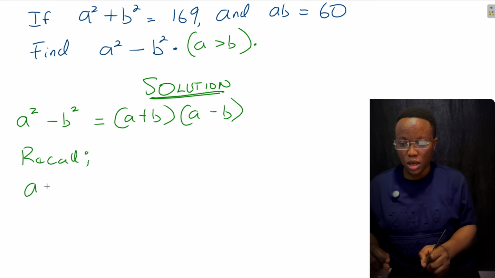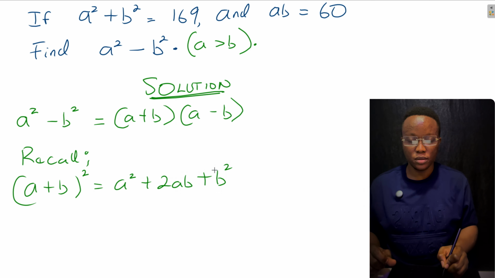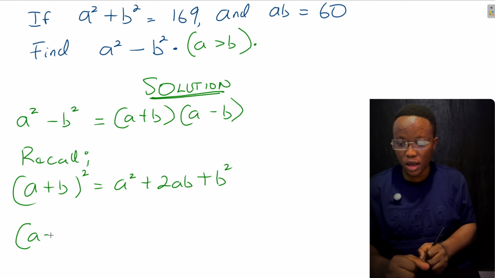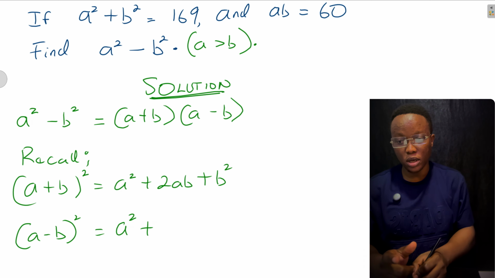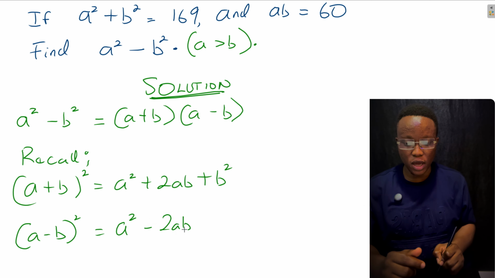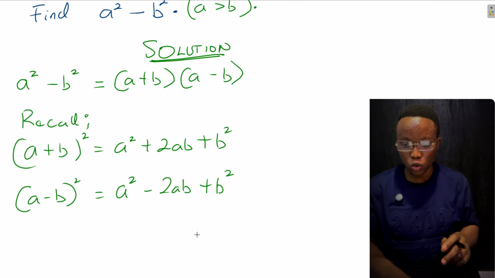But recall that a plus b all squared is equal to a squared plus 2ab plus b squared, and a minus b all squared is equal to a squared minus 2ab plus b squared. This gives us a hint towards what to do next.